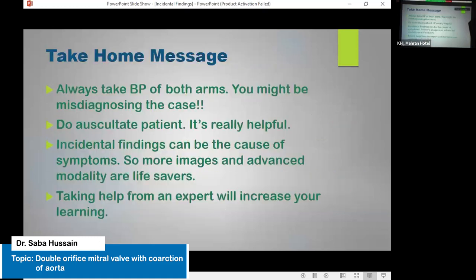A few take-home messages in this case: we should take blood pressure in both arms. This patient was initially misdiagnosed because every time the blood pressure was taken from a single arm, so she was always coming with uncontrolled hypertension. Also, auscultate the patient, because the patient was referred to us secondary to a murmur. Although in this case it was not significant, it might be significant in some cases. So incidental findings can be significant in some cases.